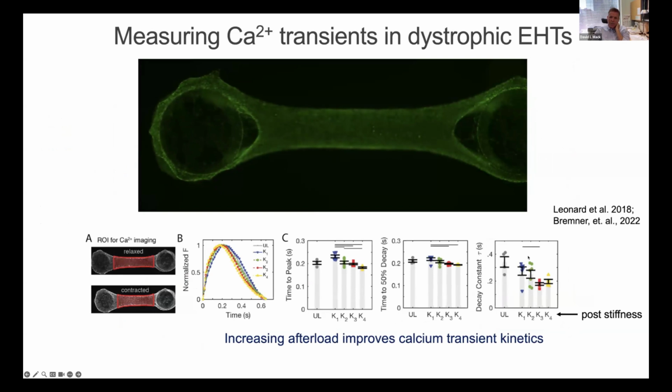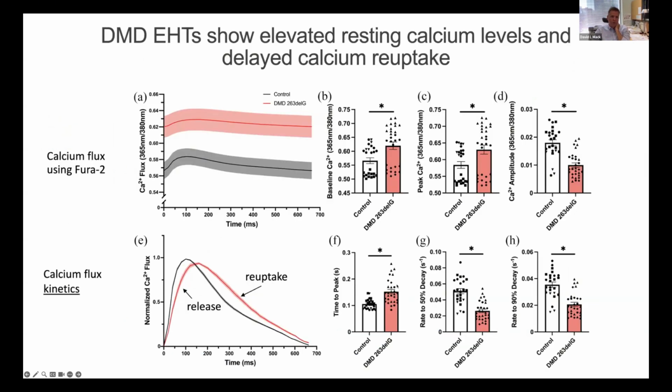We can measure calcium transients using the ratiometric dye Fura-2. In data I don't have time to talk about today, we also showed that putting the EHTs under load improves these calcium transient kinetics, making the measurements more physiological. So now focusing on the red tracing in panel A, the calcium flux measurements revealed higher resting and peak calcium in the dystrophic EHTs, but a decreased amplitude of the calcium flux. And again, quantitated on the right. So we see higher baseline calcium, higher peak calcium, but a lower calcium amplitude.